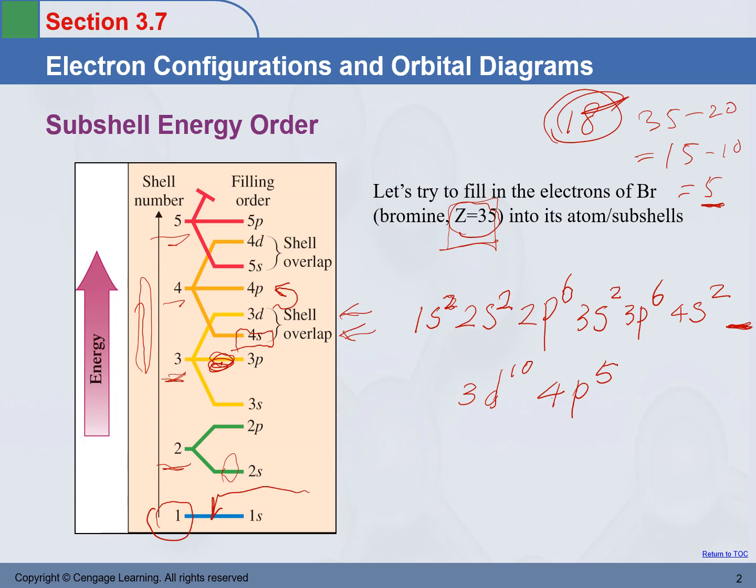What we just wrote here tells us all the subshells that are occupied by electrons for the bromine atom. These are the subshells that are holding electrons. It tells us not only which subshells are filled with electrons, but also how many electrons are in there. Make sense to you?